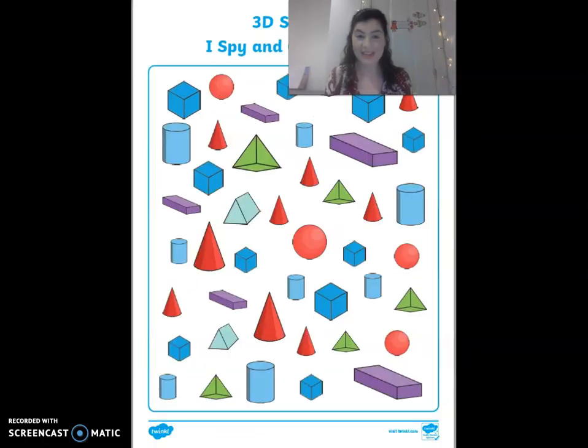Have a go, see how you get on, and see if you can remember those new words as well for what the shapes are called.